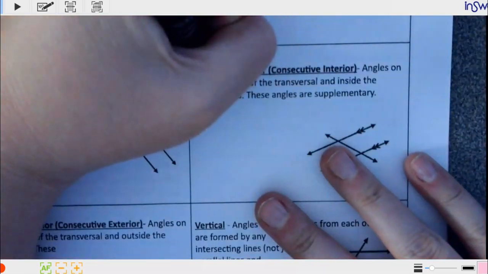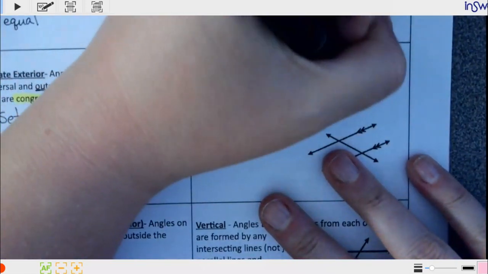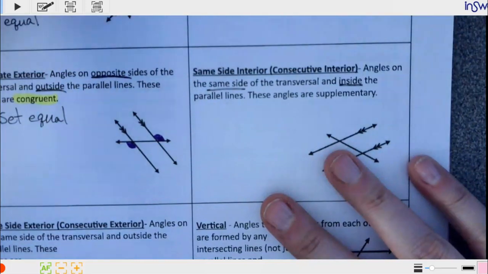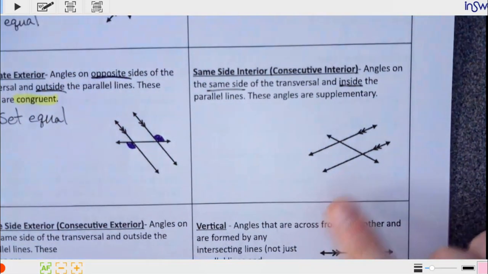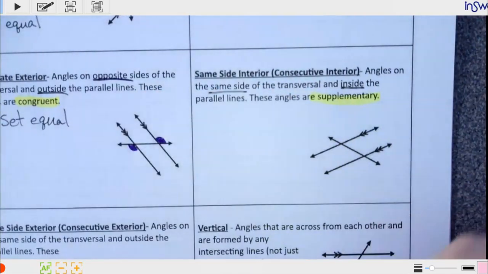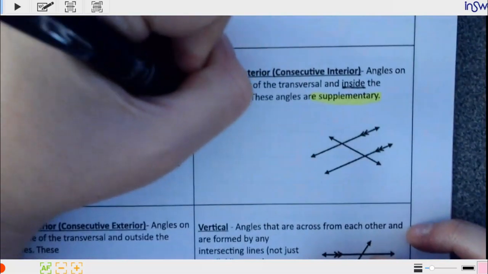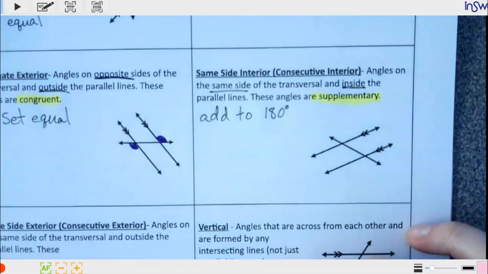Let's move on to this one. So angles on the same side of the transversal that are inside the parallel lines. So these are interior, and now it's same side. So this one is different. It is supplementary. All right, so we got some supplementary angles here. So that means they add to 180. We wrote that at the top of the page.